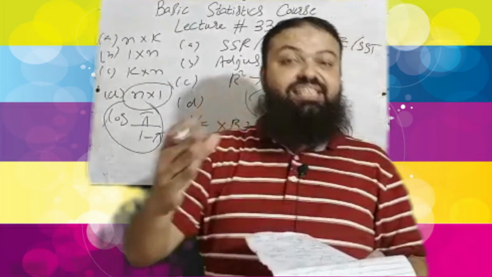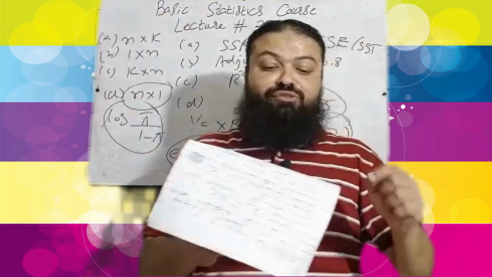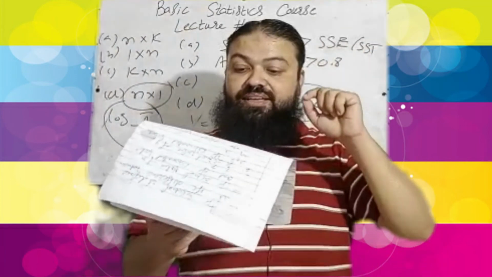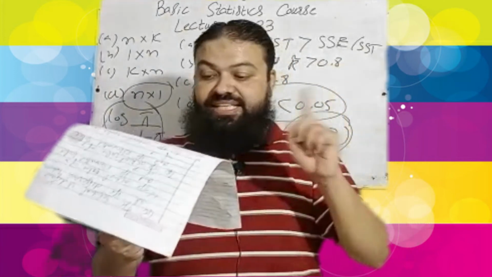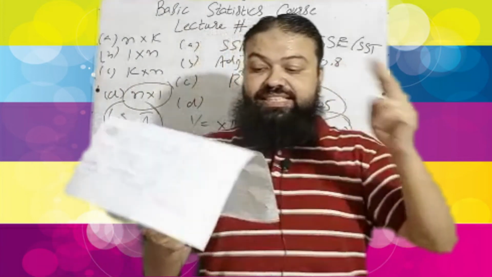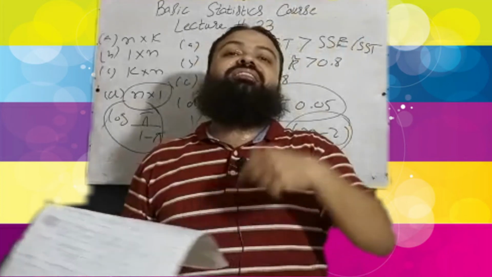Question number 17, which is the last question of today's lecture. Least square theory was propounded by whom and in which year? A, Markov in 1900, incorrect. B, Fisher in 1920, incorrect. C, Gauss in 1809. That is the correct option in the exam. D is none of the above.